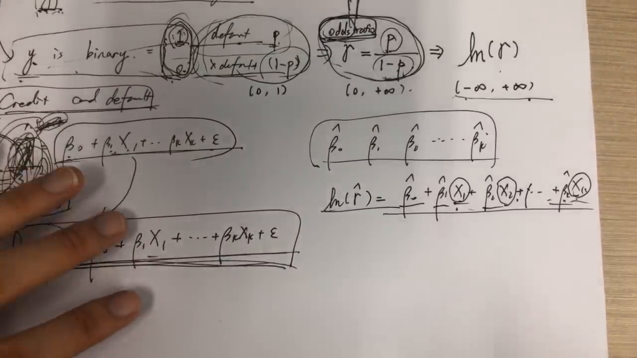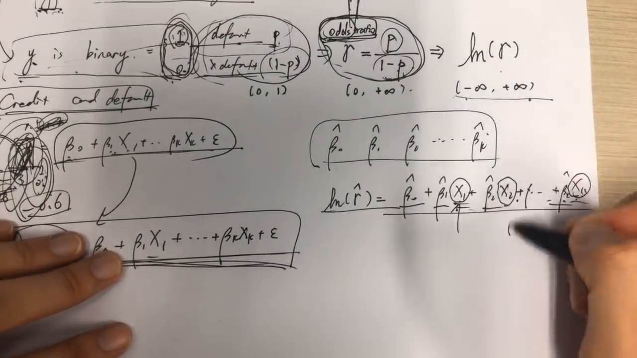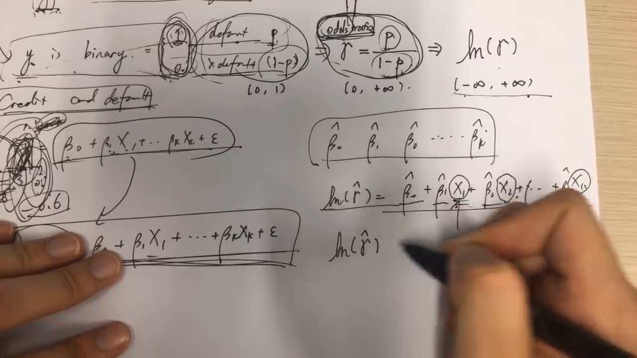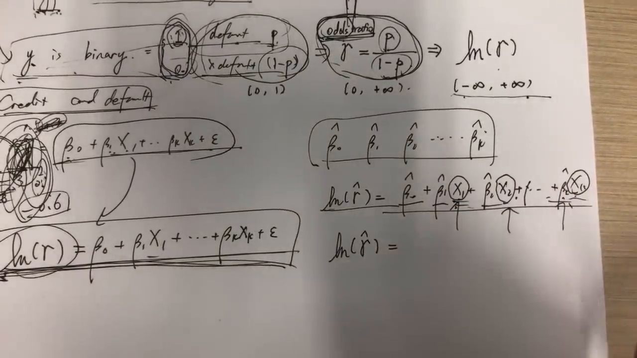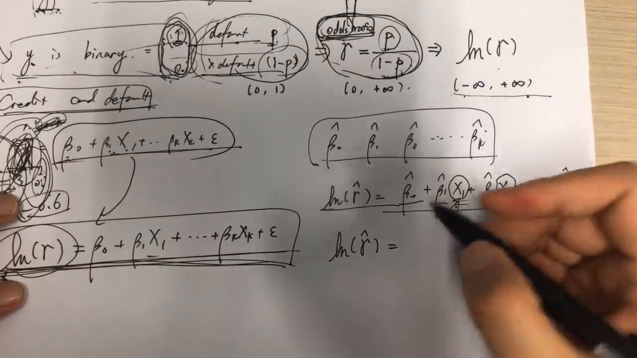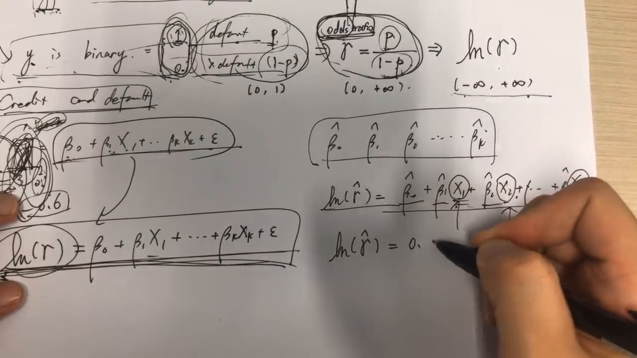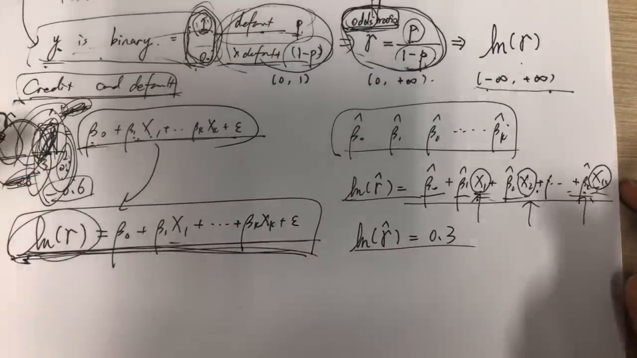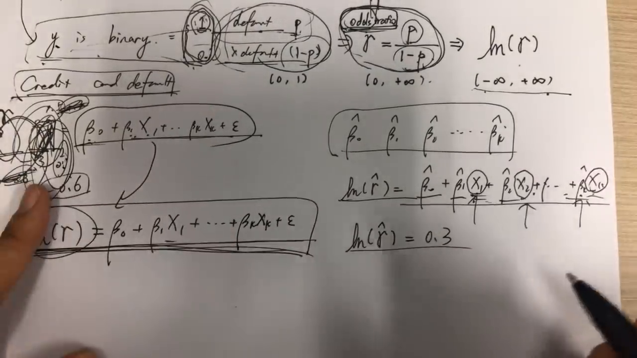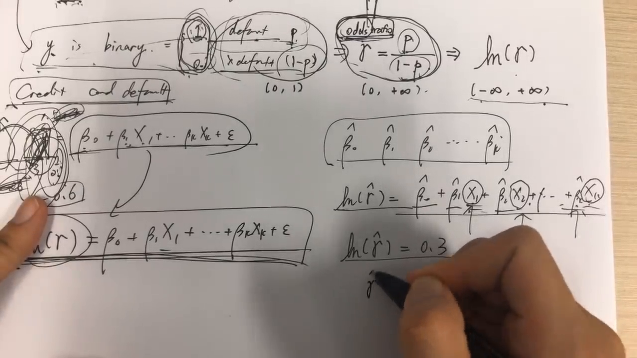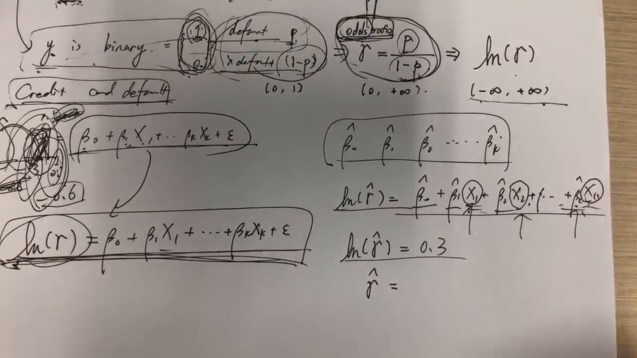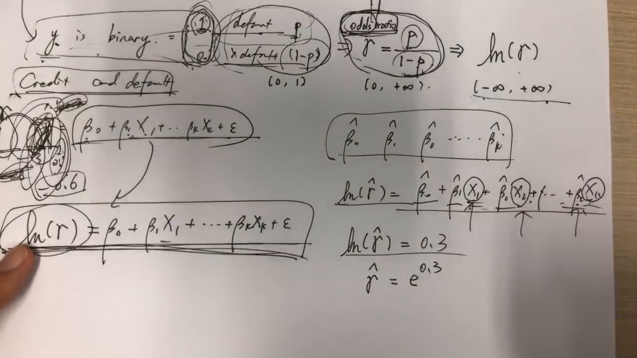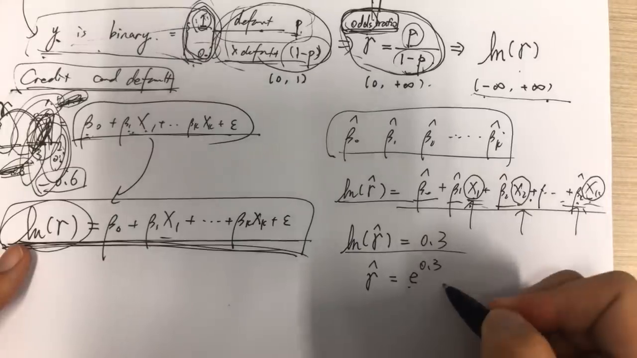Okay, so for example, you plug in all those numbers and get the log of r hat equal to, say, 0.3. If the log of r hat equals 0.3, then you can always work out r hat. How? r hat equals e to the power of 0.3, is that right? So e to the power of 0.3.